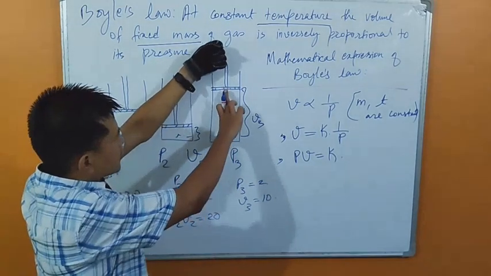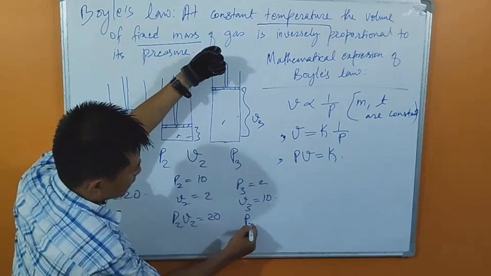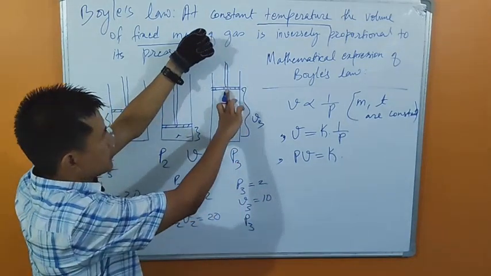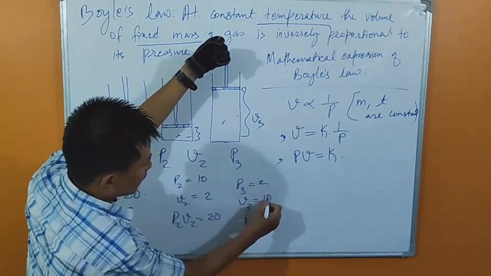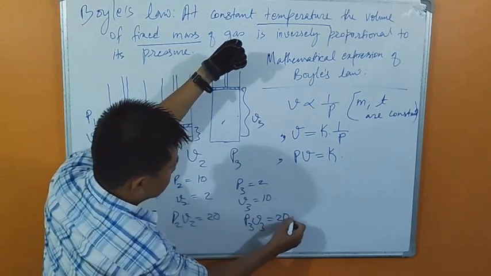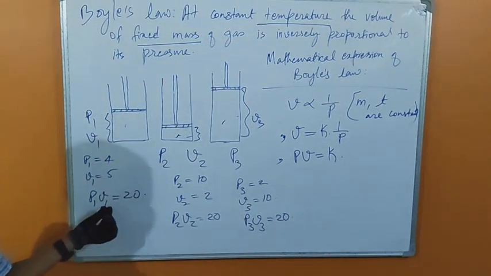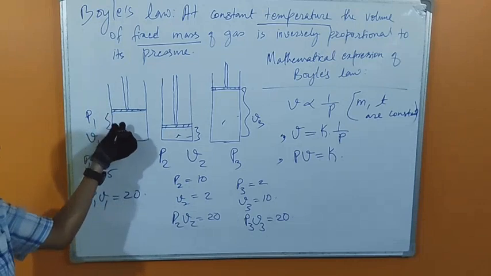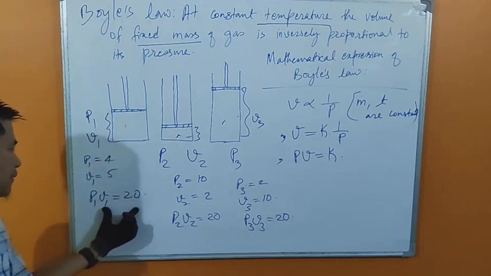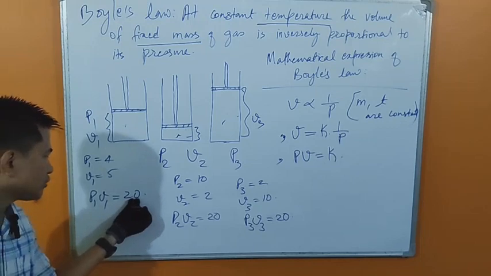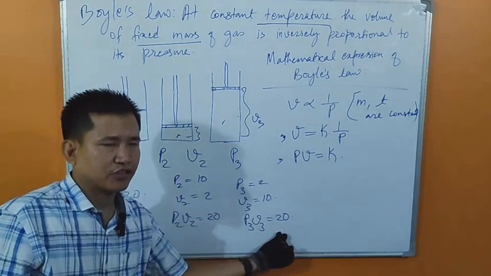Here pressure is very small, P3 is 2, and volume is very large, so V3 is 10. When you multiply P3 and V3, we get 2 into 10, 20. This is just an example, it's not always like this, but though you change the pressure, volume also changes, and the product of pressure and volume remains 20 in this example.